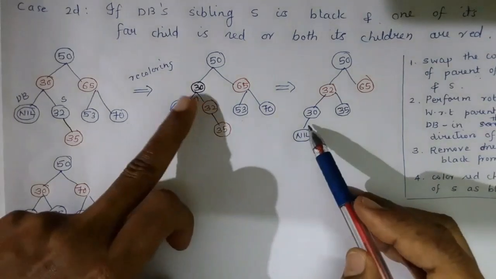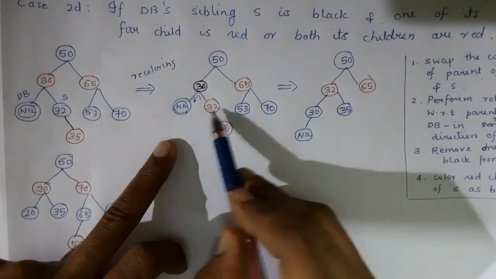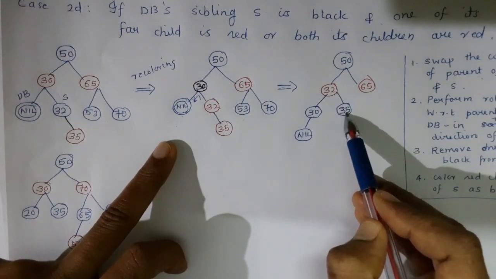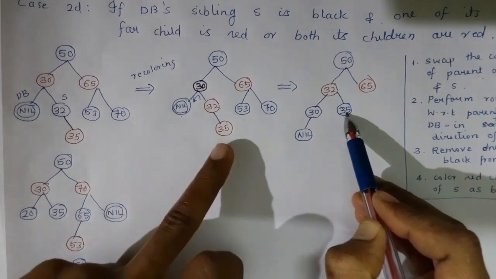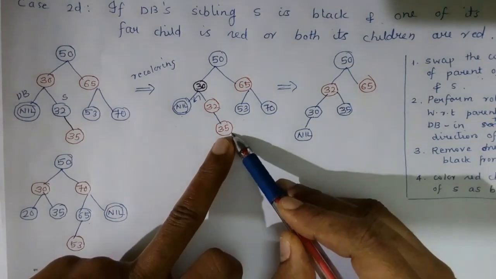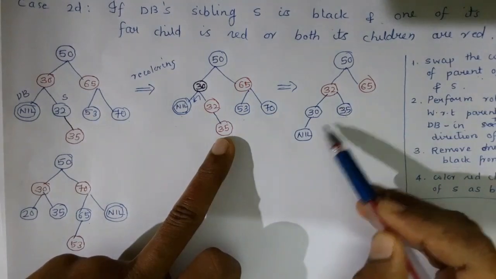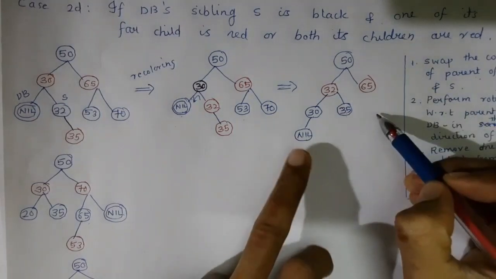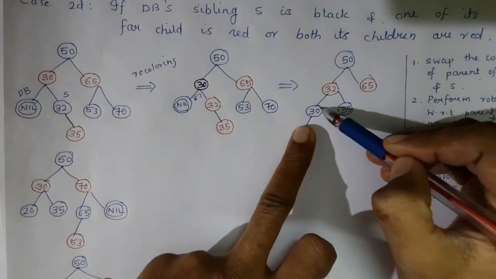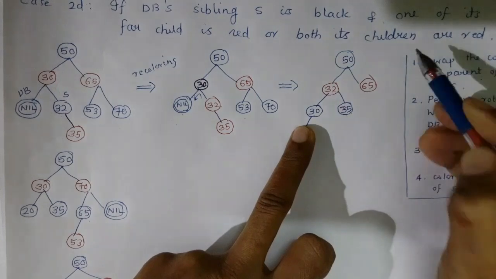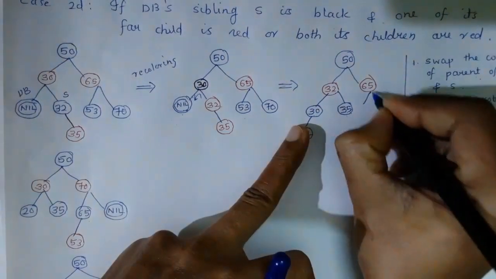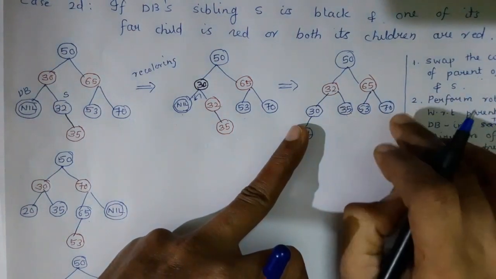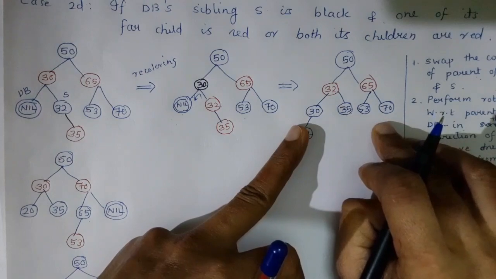Here we pull from here. So 32 moves up and 30 moves down, and 35 becomes the right child of 32. And also perform recoloring. That means this red child becomes black and we remove one black from the nil node. So this tree is a red black tree. Consider this path: here only one black node, in this one black node, here also one black node. So this is a red black tree and we resolved the double black issue.